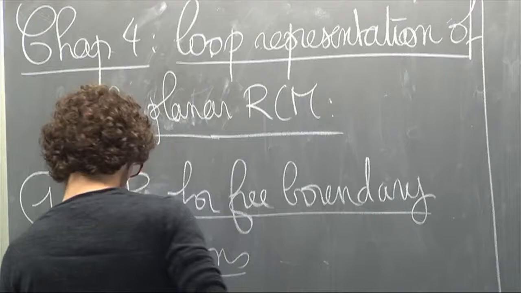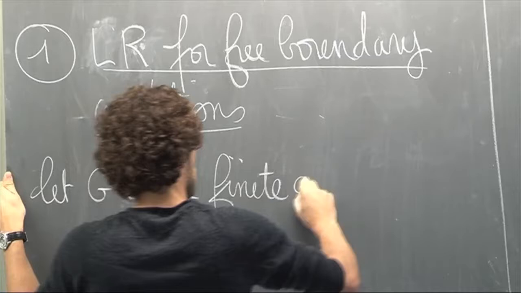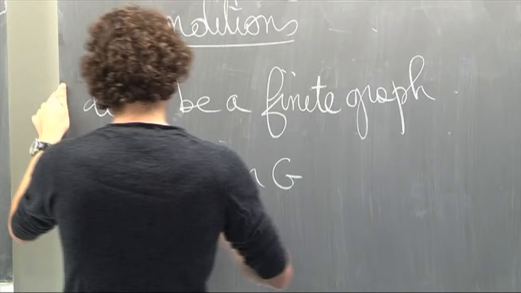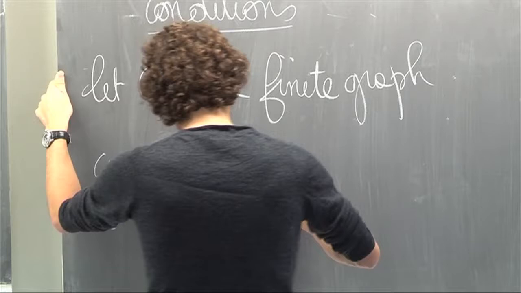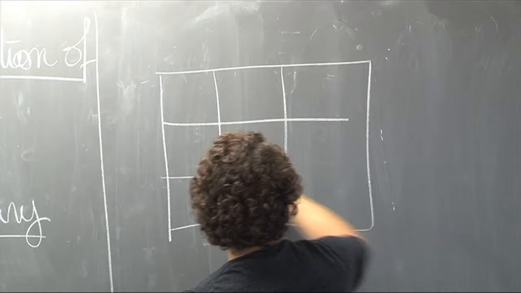So the idea is the following. Let G be a finite graph. And let's take omega, the configuration on G, and omega star, the dual configuration on G. Okay, let's draw both at the same time. Try to do something like that.